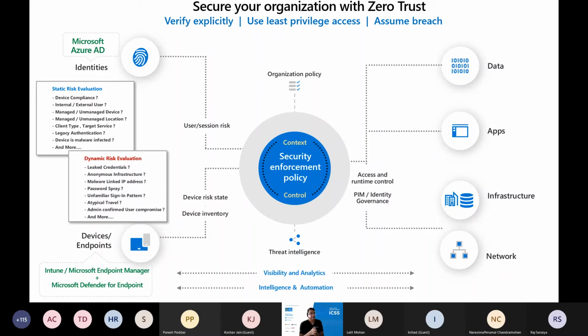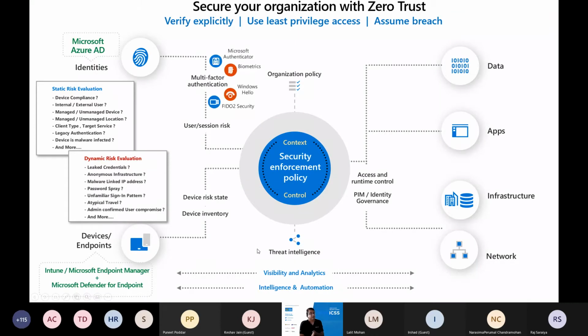Maybe the user credentials are leaked in the dark web. Maybe the source is malicious itself. Or it's an atypical travel, not aligned with the typical user pattern, which comes from UEBA, learning the behavior of the user and the enterprise login pattern. So there are so many things which can be evaluated under dynamic risk evaluation, which encompasses both user and session risk, because we have to put everything on the table to understand that the device and the user are in the right state to access the right side of the equation.